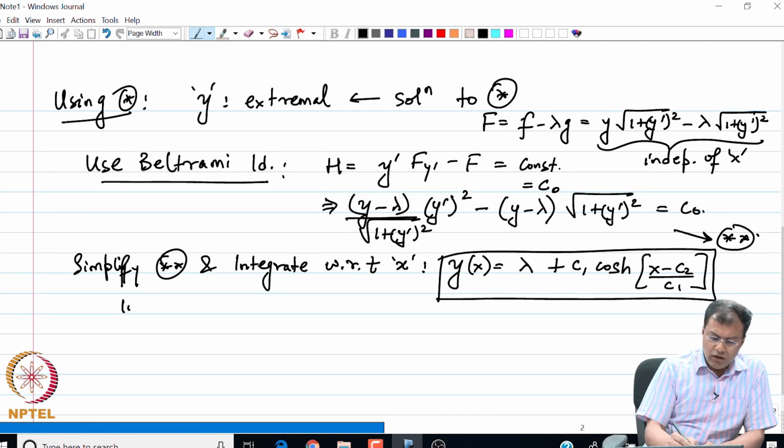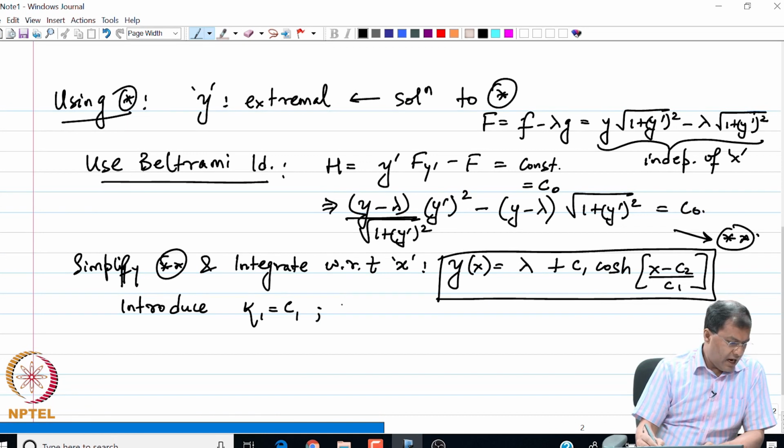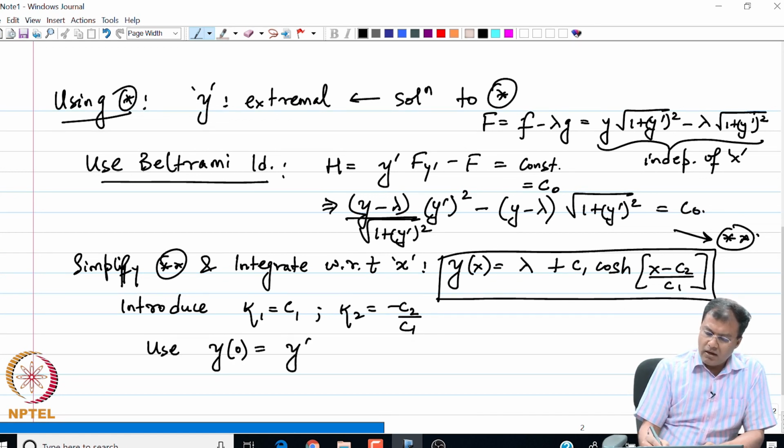So, I am going to introduce a new set of constants: kappa 1 to be C1 and kappa 2 to be minus C2 by C1. With this set of constants, I use my boundary condition. So, use y0 of h is equal to y1, this is also equal to h.